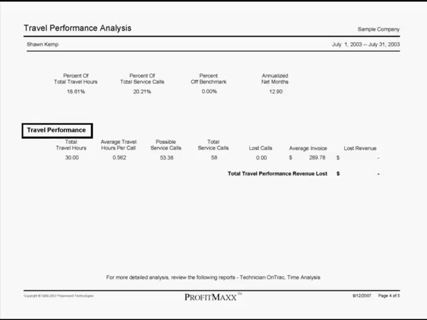Under the travel performance section, we can see that Sean spent 30 hours behind the wheel. Our benchmark for average travel is 0.562. The possible service calls that he should have gotten to is 53.38. He actually hit 58 service calls. Again, remember, he exceeded our expectations, so we didn't lose any service calls. His average invoice was $289, but again, we had no lost revenue because he exceeded our expectations. So again, Sean did fairly well.